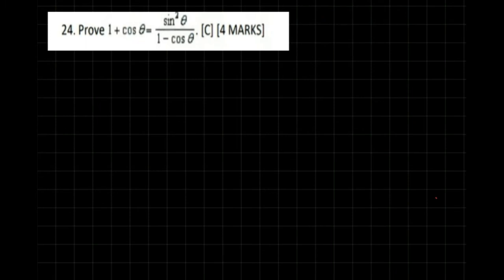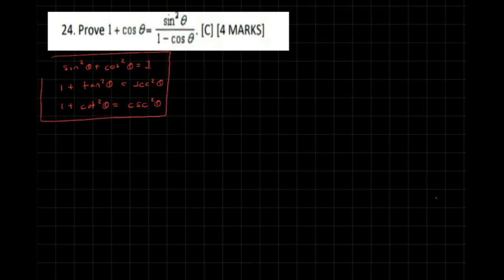Okay, let's take a look at an example of a Pythagorean identity. We need to prove this in the sense that we have to equate the left side of the equation to the right side of the equation. In order for us to solve this identity, we need to know all three Pythagorean identities. They are as follows: sine squared theta plus cos squared theta is equal to 1; 1 plus tan squared theta is equal to secant squared theta; and 1 plus cotangent squared theta is equal to cosecant squared theta. Okay, so these are our three Pythagorean identities.